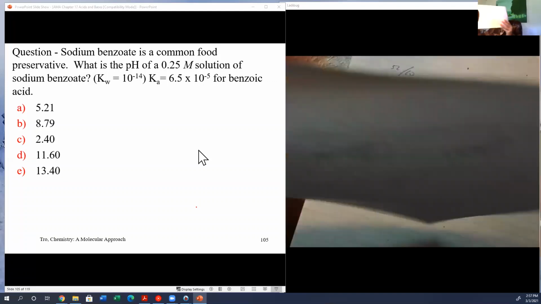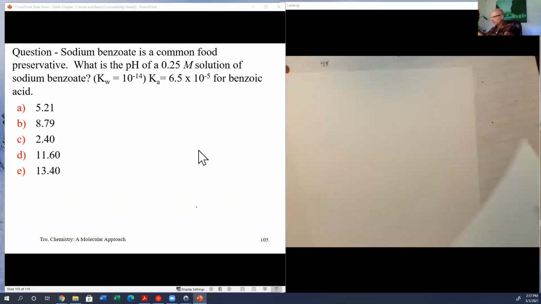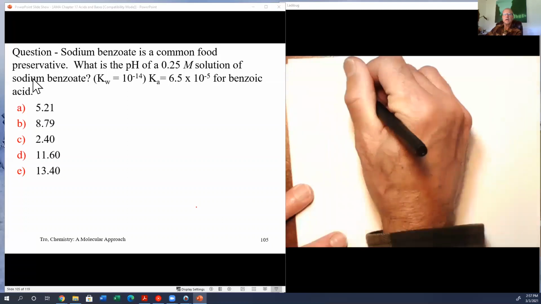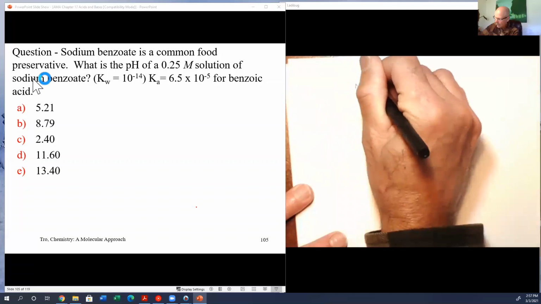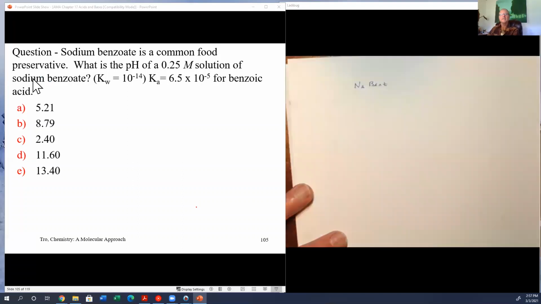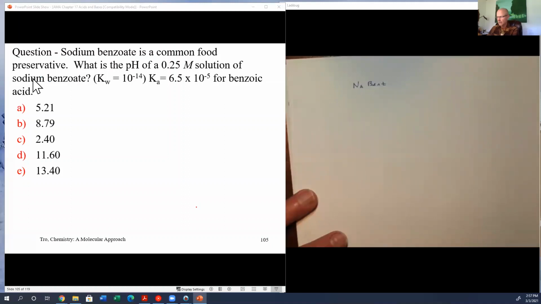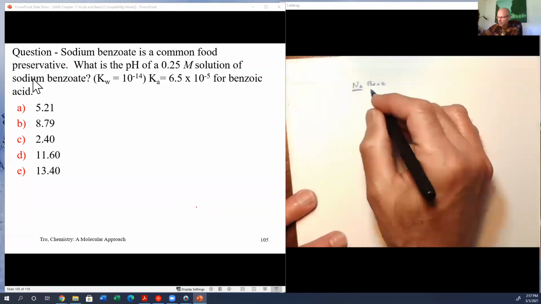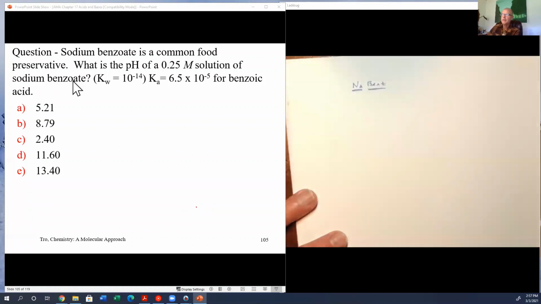Just in case you're having trouble getting started, let me give you a little hint. Sodium benzoate is an ionic compound. I'm just going to write it as Na benz, where benz is just the anion. It could be any anion. You could have any structure you want. It's not giving us the structure, so I don't have to worry about it. So Na plus, of course, is pH neutral. Benz minus is the conjugate base of this weak acid, benzoic acid.